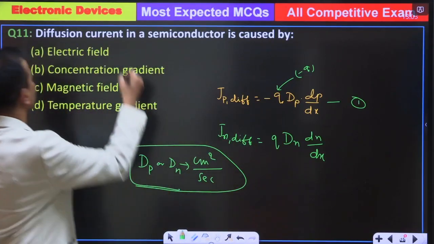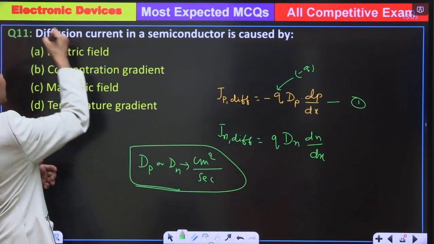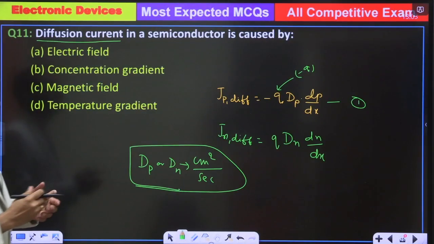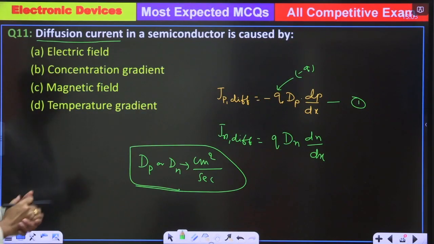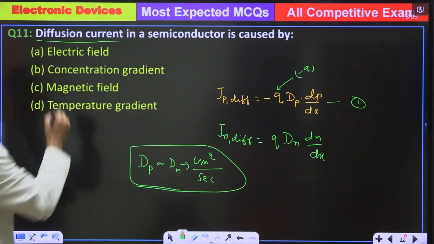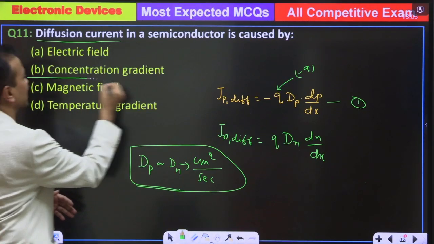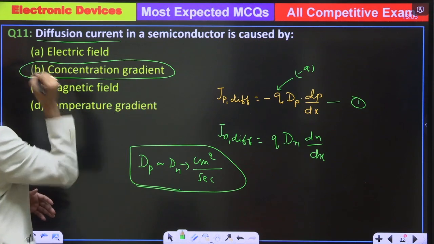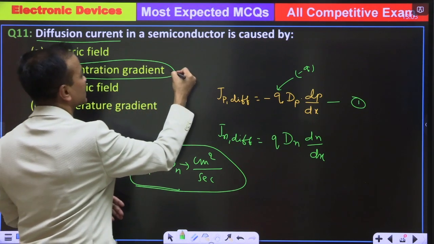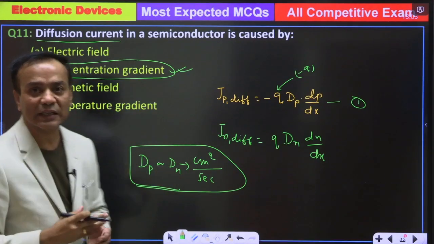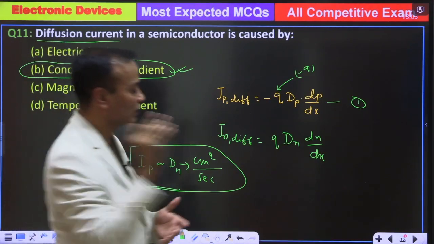Here they asked: diffusion current in a semiconductor is caused by. As per that, concentration gradient is the most appropriate answer for this question. So option B is the right answer. Now we'll move to the next.